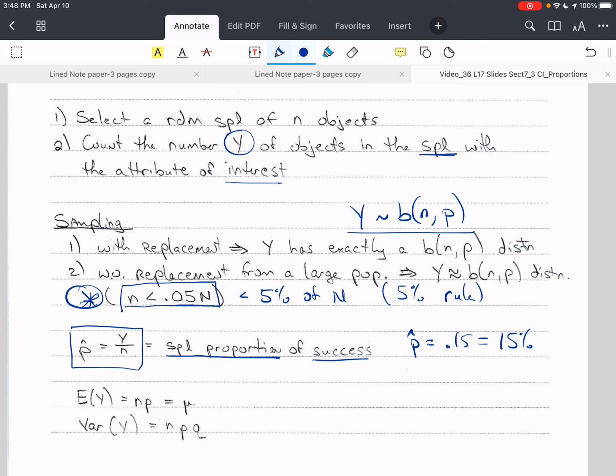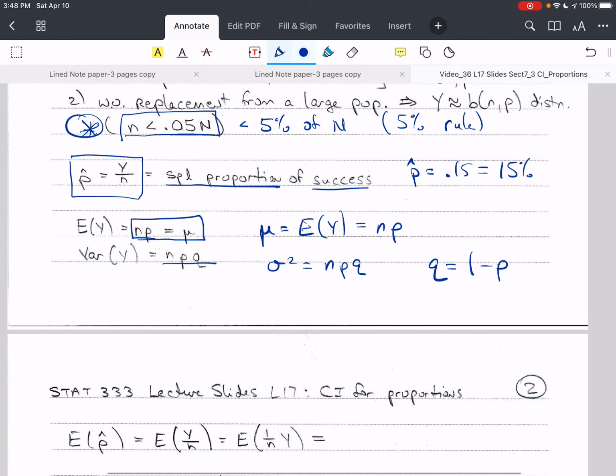Now, if we take the expected value of y, we've done this. We proved this last semester. The expected value of y is n times p, and of course that's mu. So mu is equal to E of y, which is n times p. And we showed that the variance of y is n times p times q. So sigma squared equals npq. And q is equal to 1 minus p. Okay.